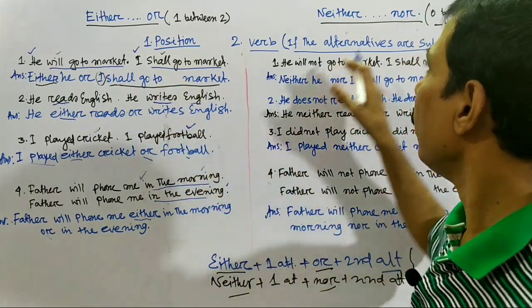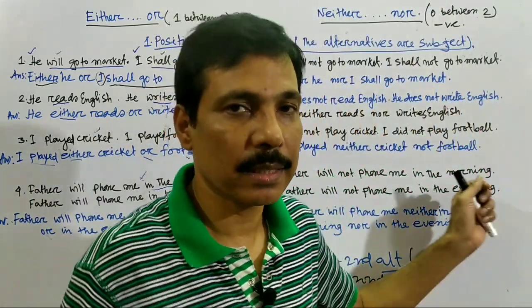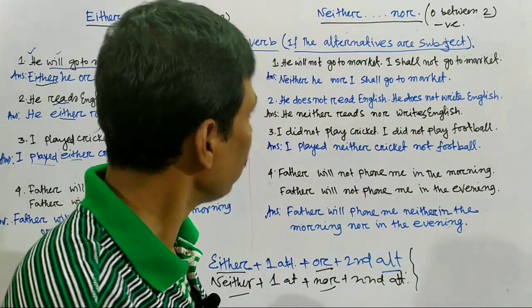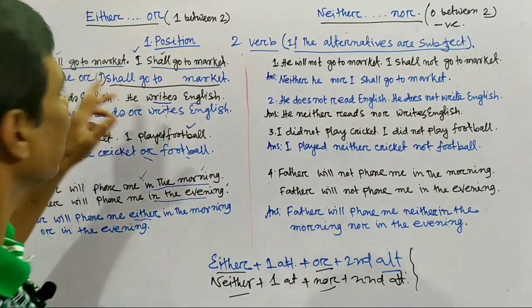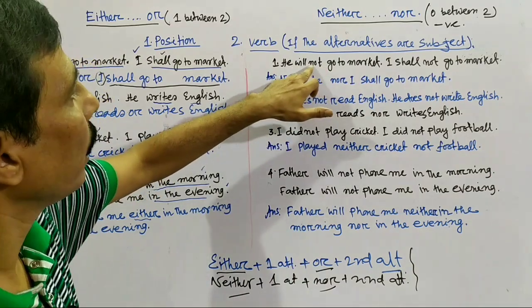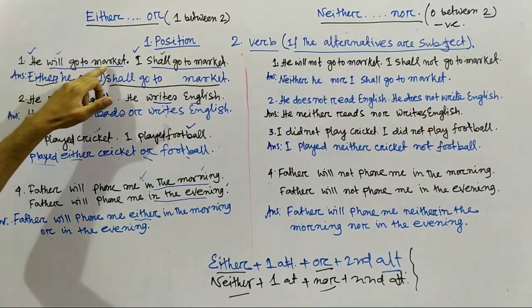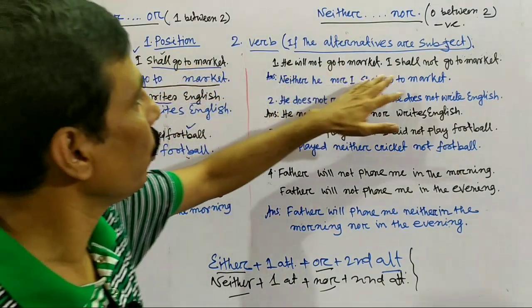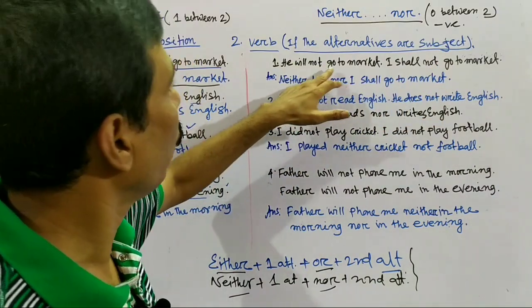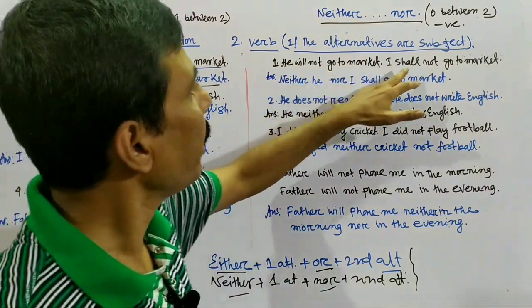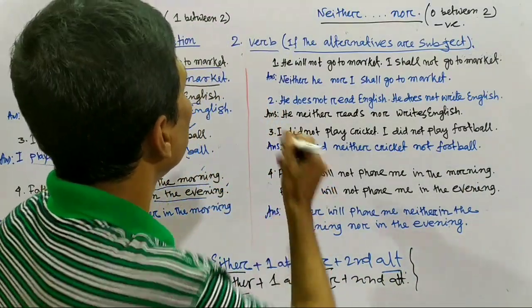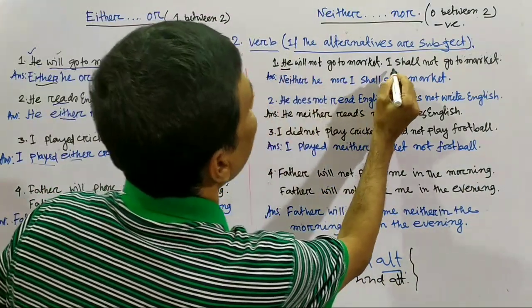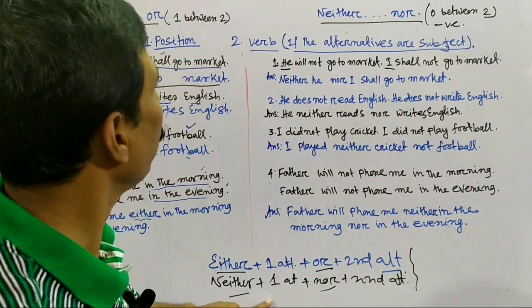This will also follow in the case of neither nor, but there is a slight difference because neither nor is a negative sentence. So I take the same example: he will not, only put here not. I will go to market, I shall go to market. I only put not here. He will not go to market. I shall not go to market. So here again we know that the options are he and I. Again, same, follow the same rule.